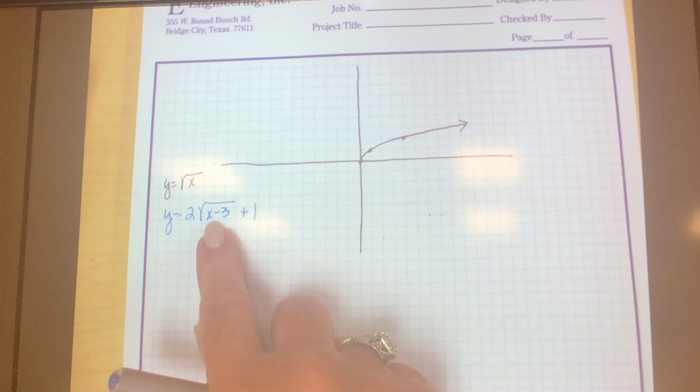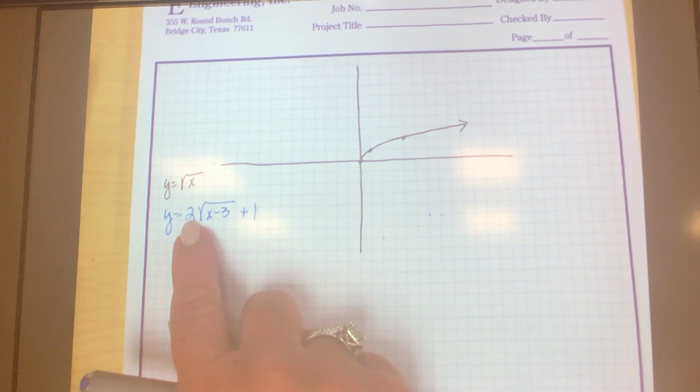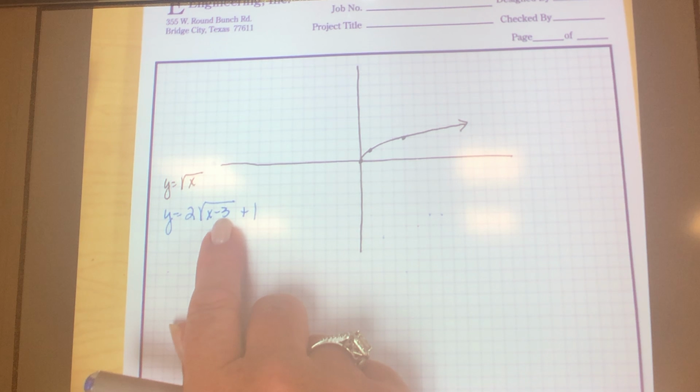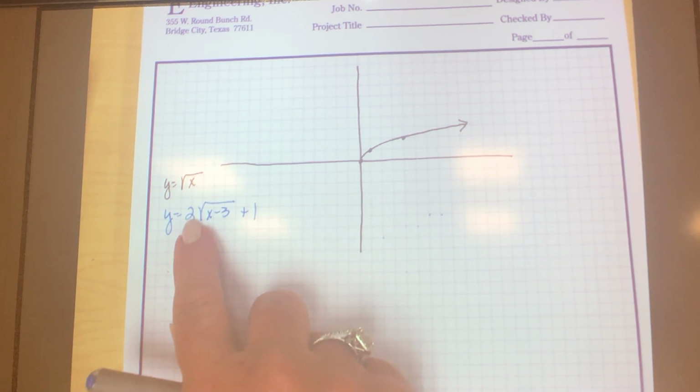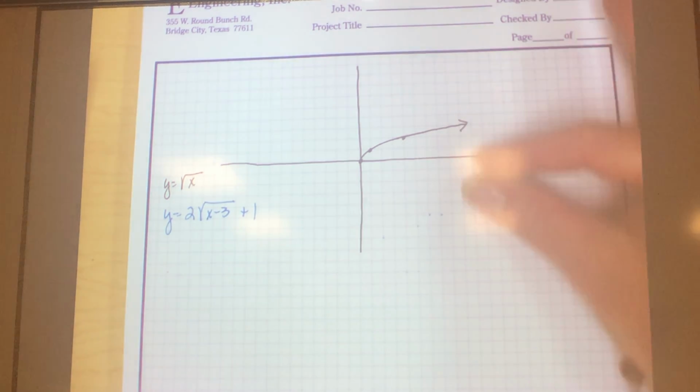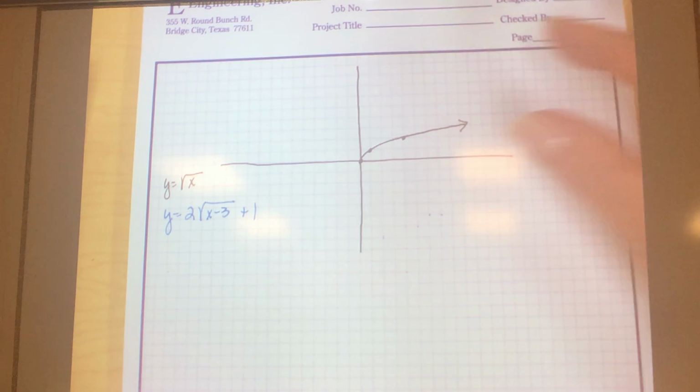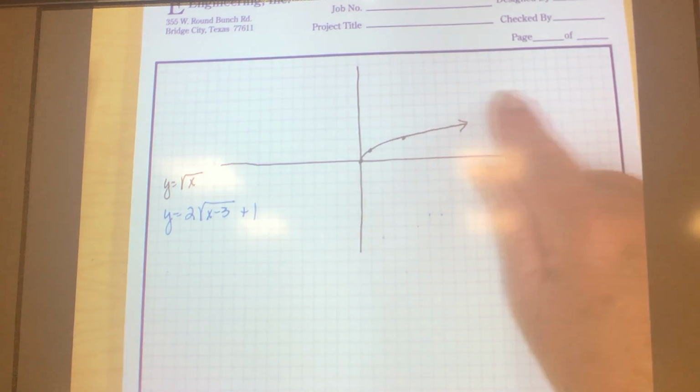And just so you know, they'll be just the opposite of what you think. So like on a vertical, this number 2 makes it a vertical what? Stretch. On a horizontal, it would make it a horizontal shrink. They do just the opposite of what you think. All right? So this 2 is going to take this graph and stretch it up like that. So he's going to be taller.